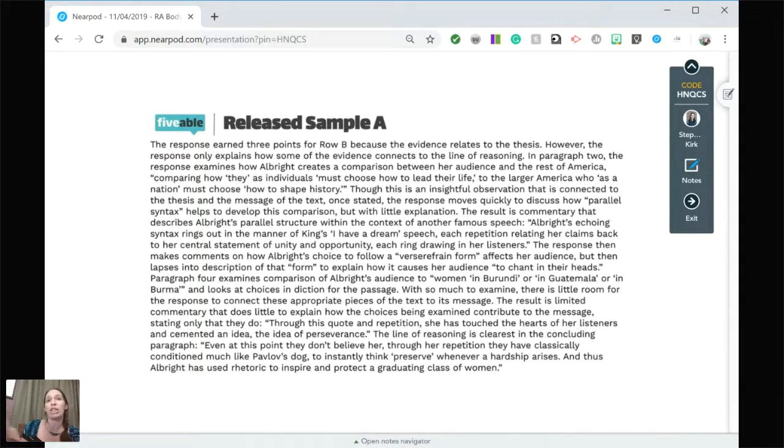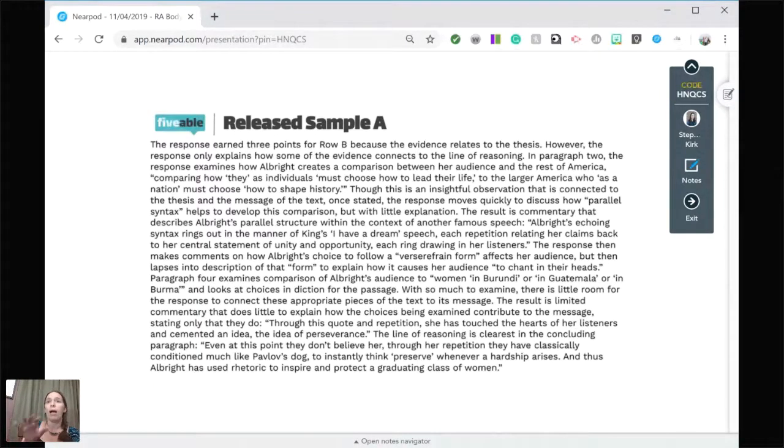In fact, I don't mind to share. When the prompts come out, I always go through and do it on my own just to see. And I didn't go through and make that clear in my own response as well. So that was something neat, I think. That was kind of a connection there. So you can see that they then make the comment on that choice to follow the verse form. It affects the audience. You can go through and see all of these different examples.